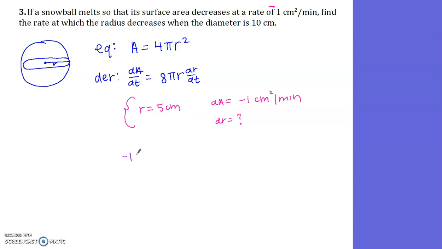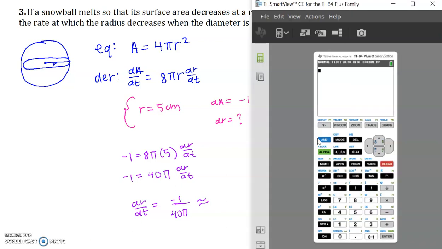So I have negative 1 equals 8 pi times r, dr/dt. So that'll give me negative 1 equals 40 pi dr/dt. Divide by 40 pi, and you'll get negative 1 over 40 pi. So you can either leave it like this or type it in the calculator. And since you're dividing by two things, use the fraction. So that'll be negative 1 over 40 pi.